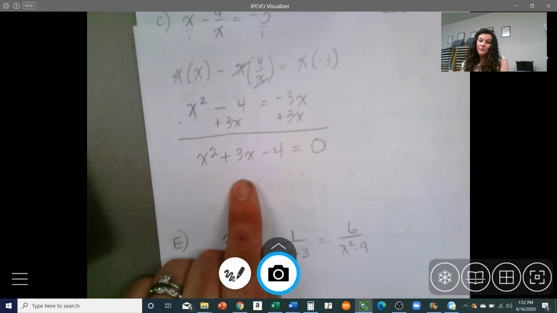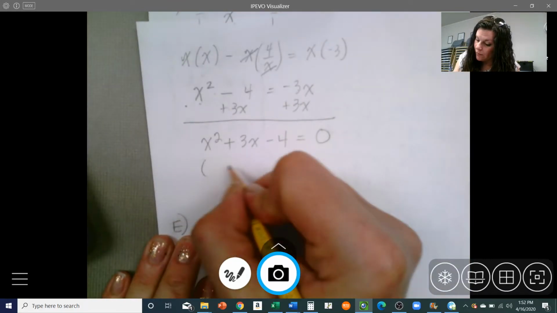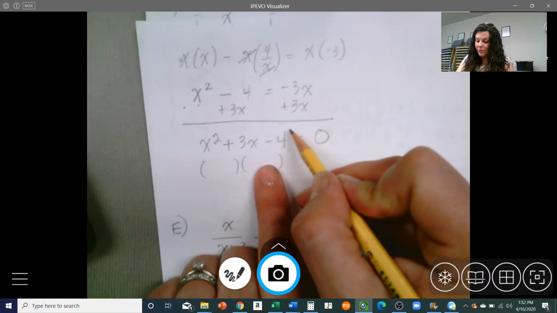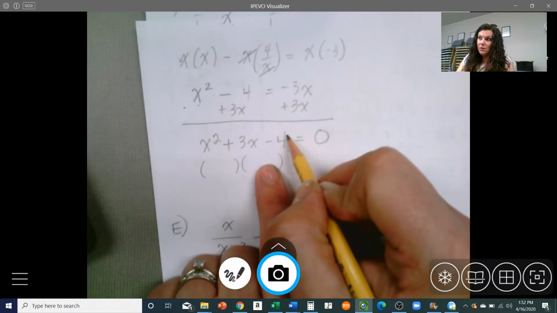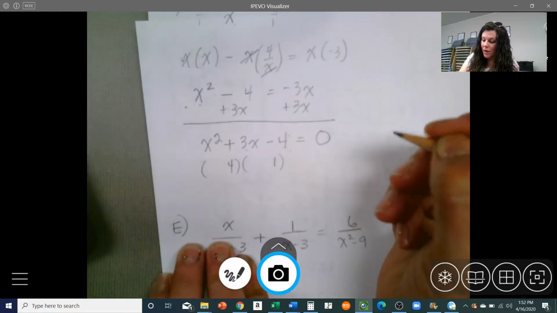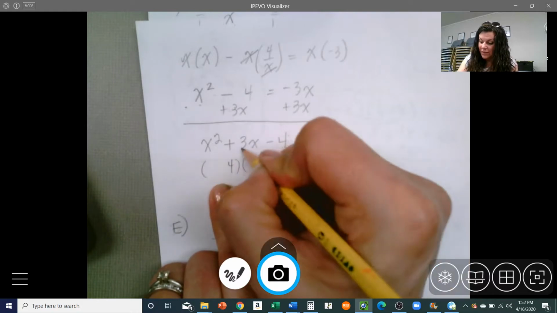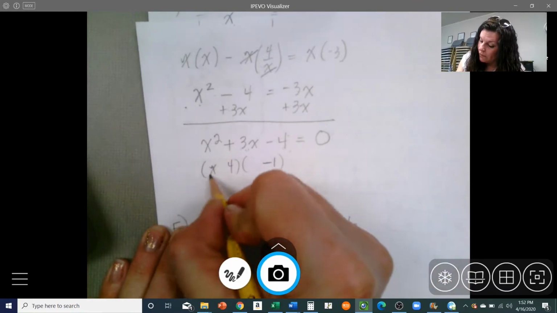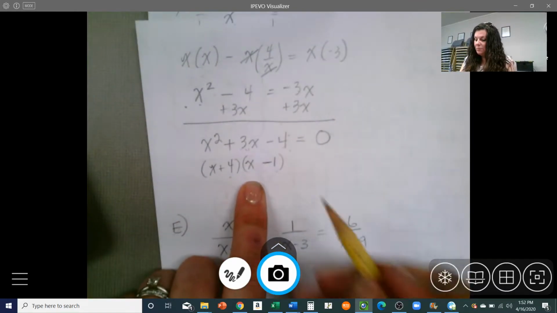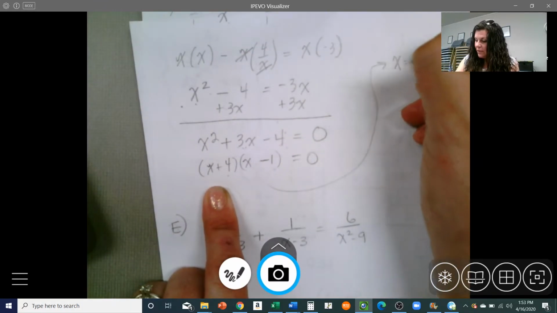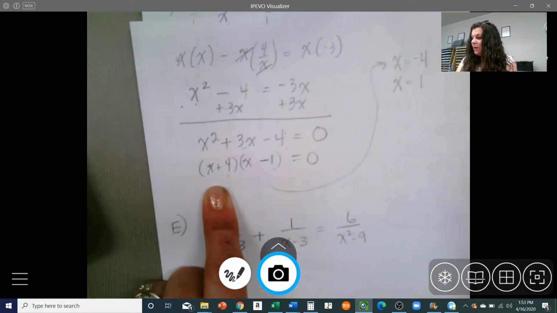So now I have this, and I can solve this because I just need to factor it. I can multiply 2 times 2 or 4 times 1, but I have to be able to get a 3. So I'm going to use 4 and 1 because that's how I can get a 3, and I'm going to have the 1 be negative because the 3 is positive. 4 plus negative 1 is positive 3. So x plus 4 times x minus 1 equals 0. So I have these two options. x can be negative 4, or x can be 1. So I have to check both of those.